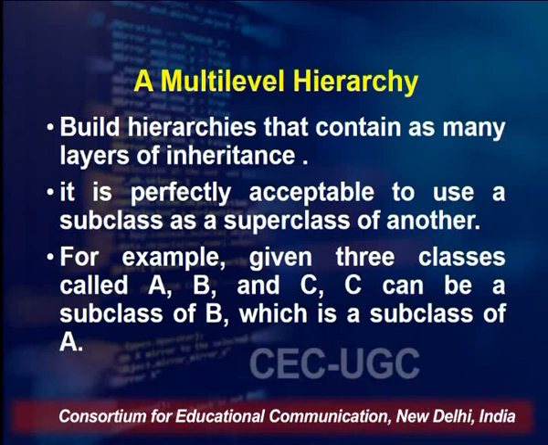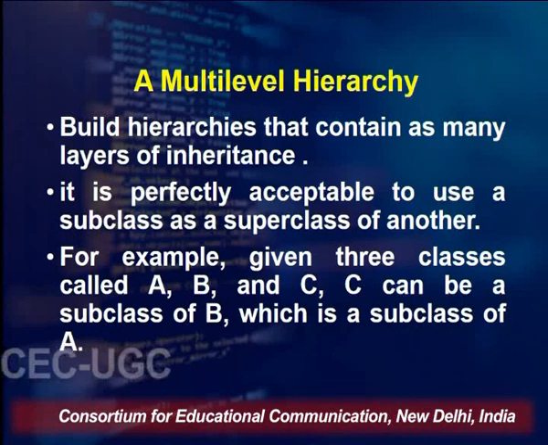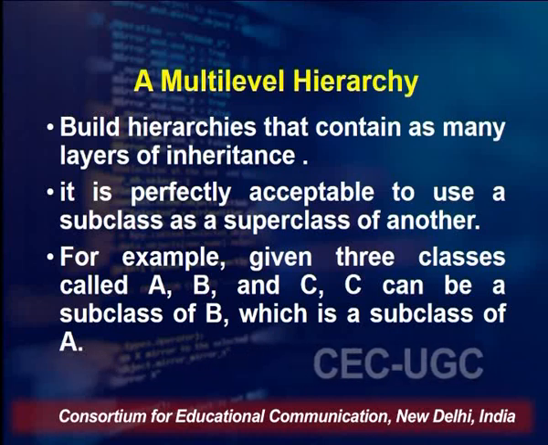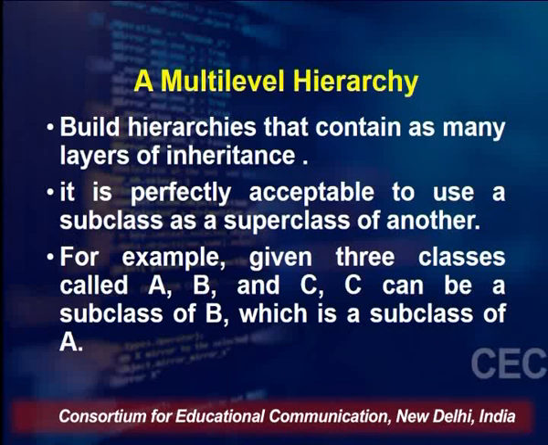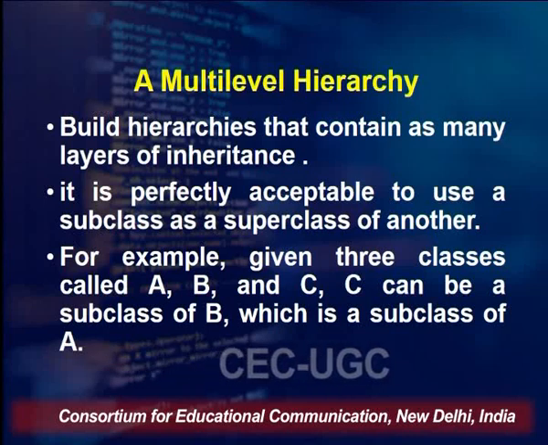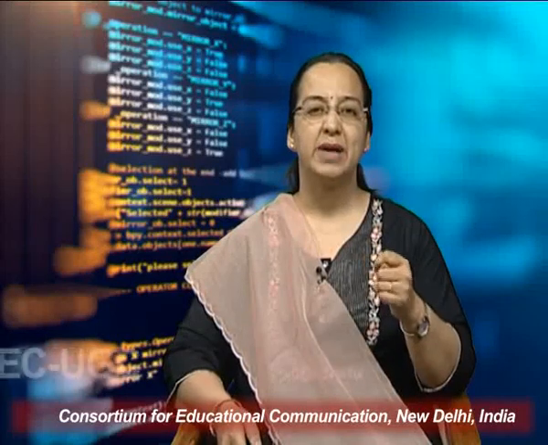For example, I have three classes, let's say A, B, C. A is the topmost superclass, B is the subclass which is extending A, and then we have a class C which in turn is extending the class B. So for C, the class B is the superclass, and for B, the class A is the superclass, and this is a perfectly acceptable scenario to use a subclass as the superclass of another.